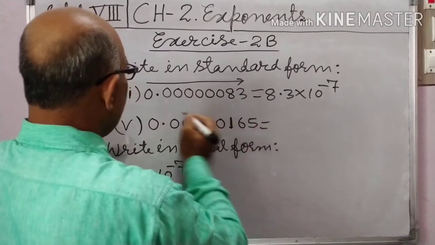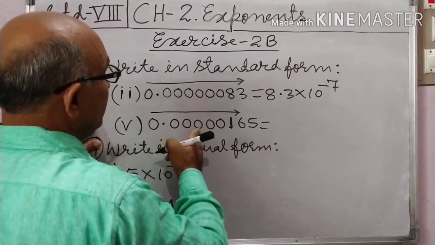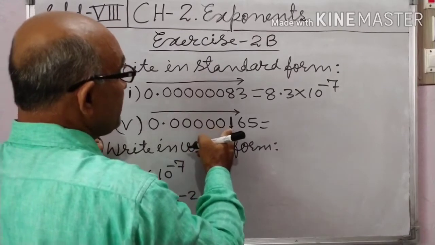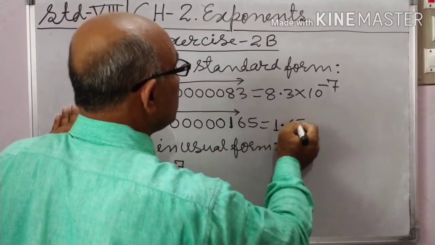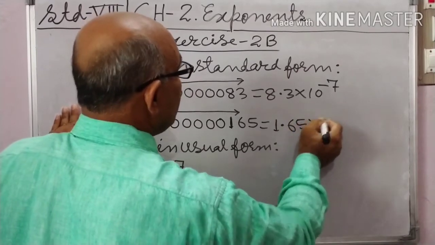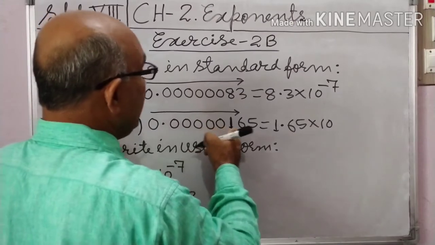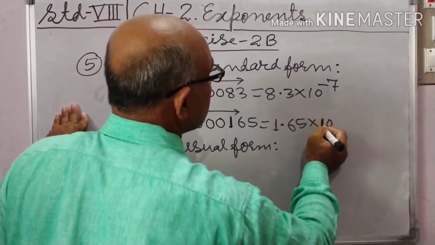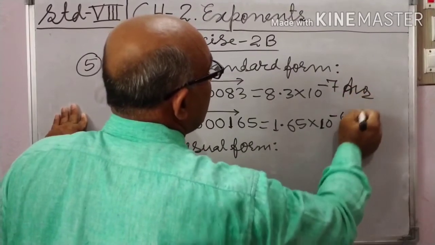And here the decimal is also shifted left to right, 1, 2, 3, 4, 5, 6 places. So 1.65 into 10 to the power minus 6. Answer.